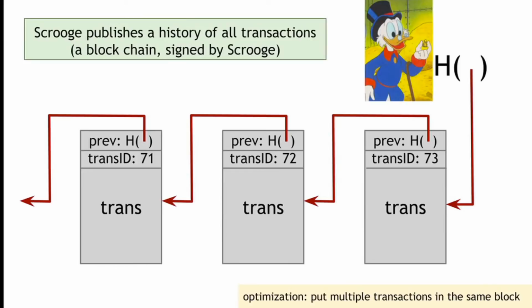and publish it. Now anybody can verify that Scrooge really did sign this hash pointer, and then they can follow this chain all the way back and see the entire history of all the transactions in the history of Scrooge coin, as endorsed by Scrooge.